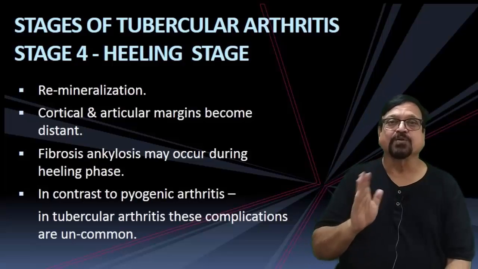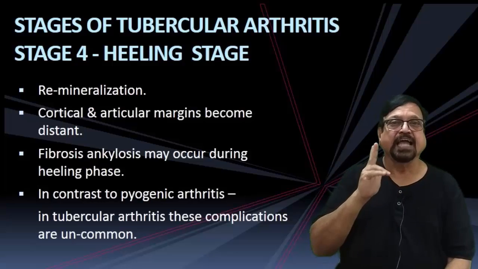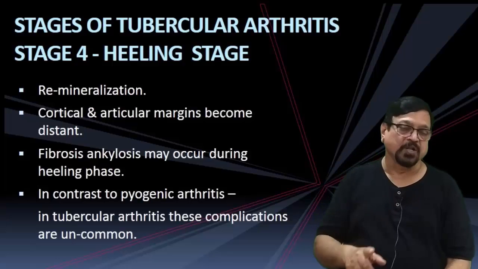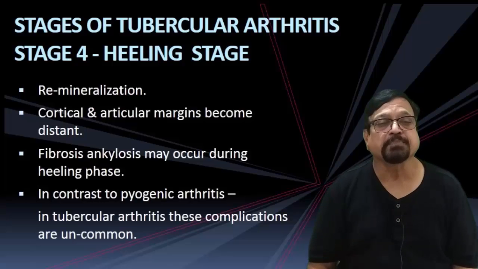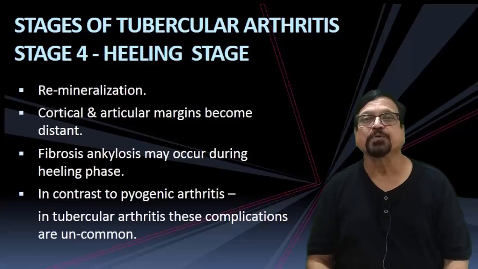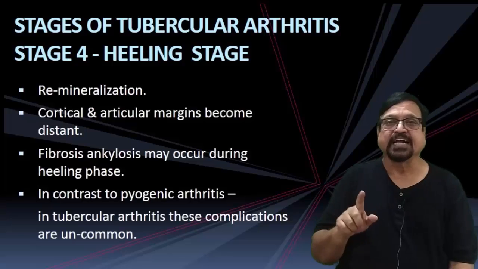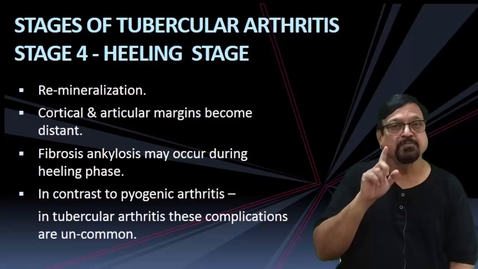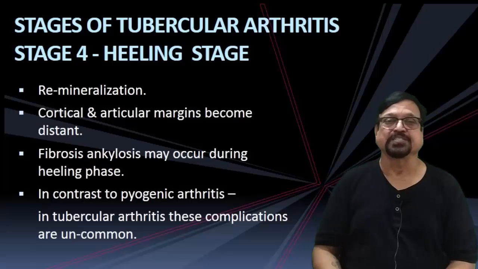Now, fibrous ankylosis may occur during this healing phase. So there are two types of ankylosis. One is bony and the other fibrous. Fibrous is a feature of tuberculosis. Bony is not a feature of tuberculosis. So, in contrast to pyogenic arthritis, there is fibrous ankylosis in tuberculosis. So in tubercular arthritis, these complications are uncommon. Which is the uncommon one? Bony ankylosis. Which is more common is fibrous ankylosis.